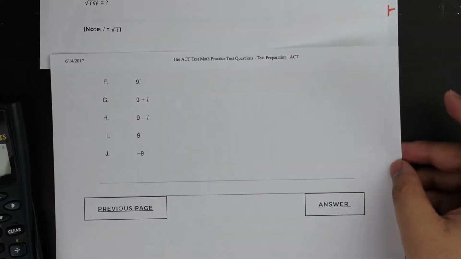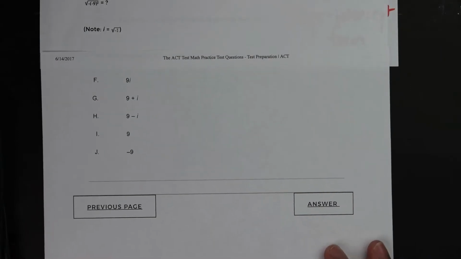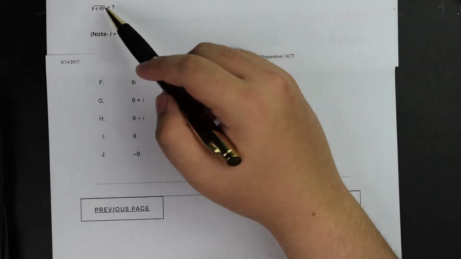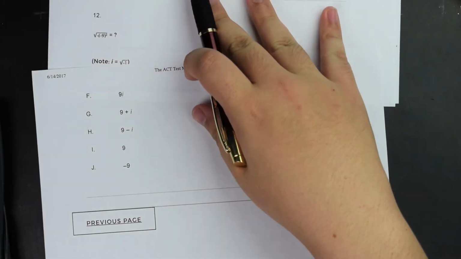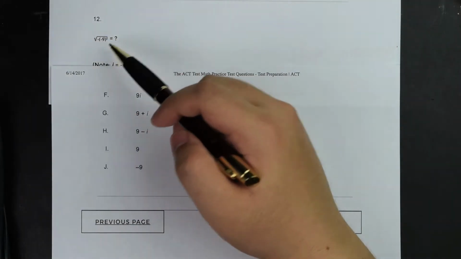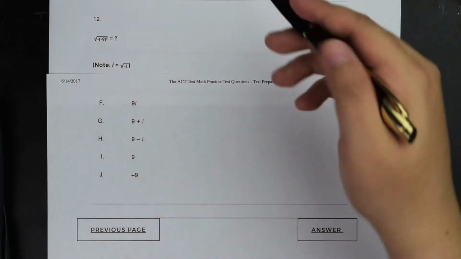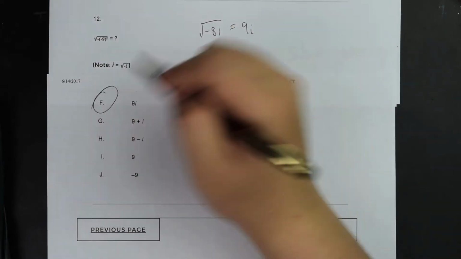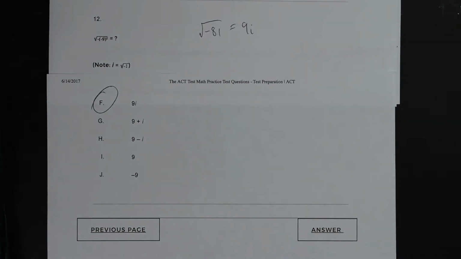So now I'm going to bring the sheet over and everything else on it so that you can follow along. So number 12. Okay, number 12 says, what's the square root of negative 9 squared? So technically, that is 9i. Okay, so for number 12, my final answer is going to be F.